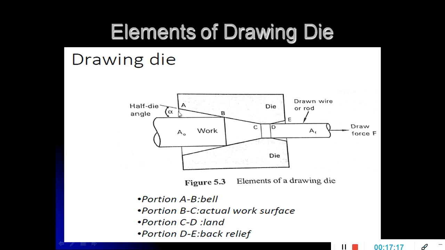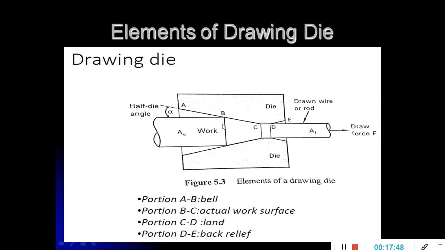So that's why it is provided with the half die angle alpha. Here half die angle alpha, here half die angle alpha. The main purpose of providing this AB is smooth penetration, or smooth forcing, of the workpiece into the die. This AB portion is known as the bell, which does not come into contact with the work surface during the drawing operation.